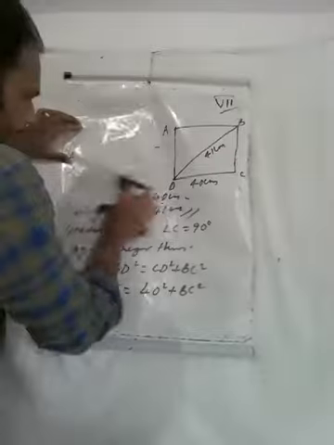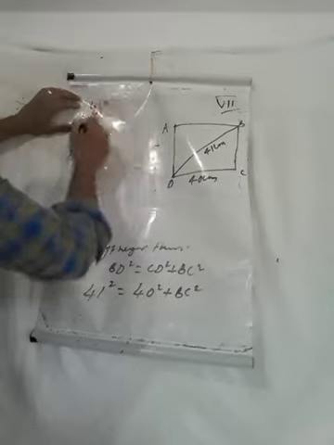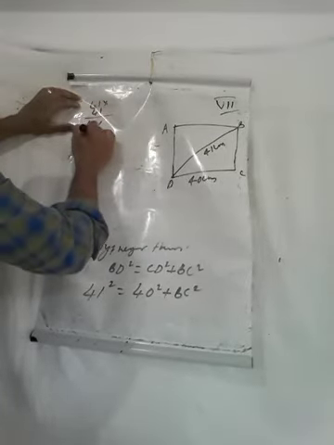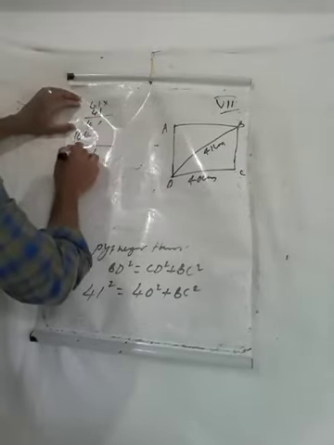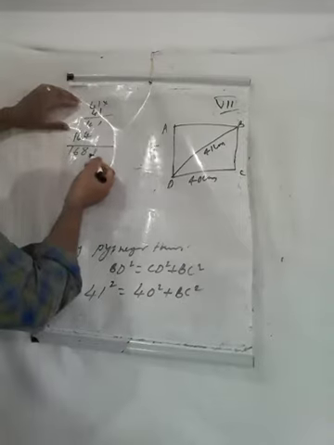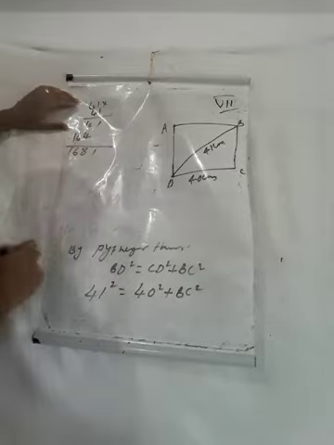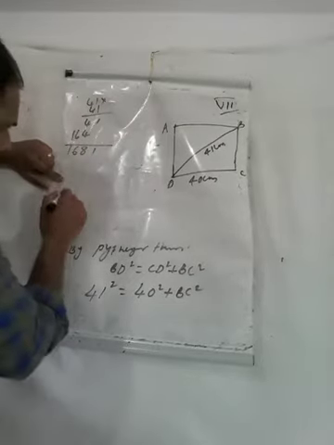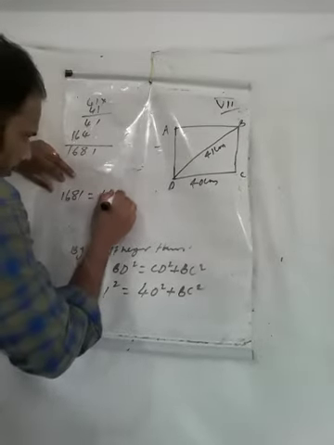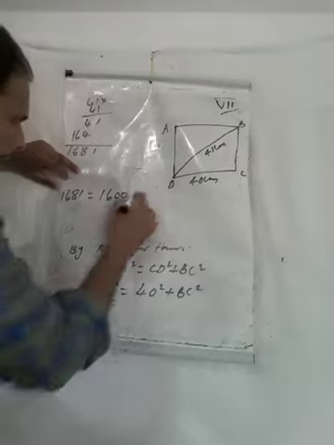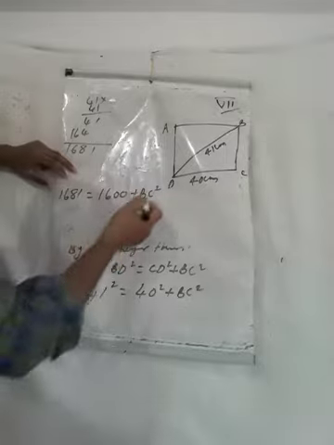Now we can find the square. 41 into 41: 1, 4, 4, 16, so 1, 8, 6, 1. We are getting 1681. So 1681 equals 40 square, which is 1600, plus BC square. So we need to calculate the value of BC square.